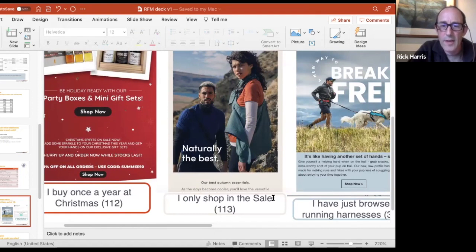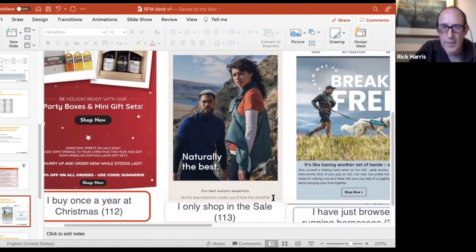So they've said, buy our best autumn essentials. As the days become cooler, you'll love the versatile, and they go on and talk about other stuff. And there's some curious looking people in the picture. How did they do with that with me, knowing that I only shop in the sale? They should know, I only buy in the January sale. Good email?